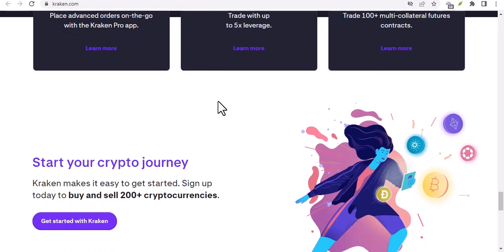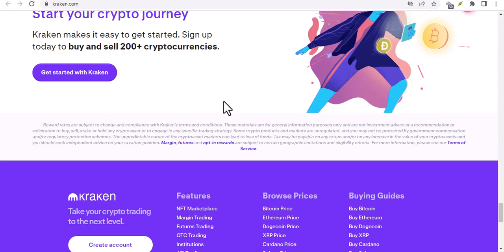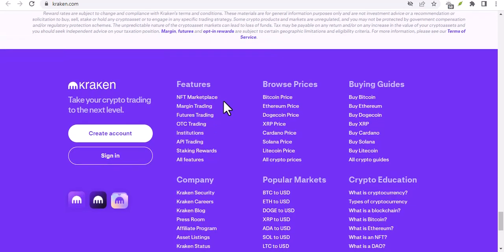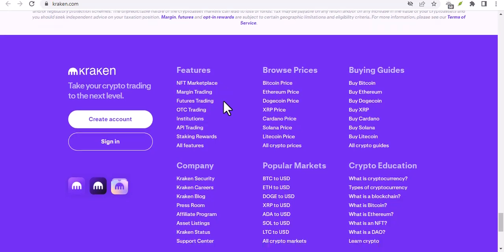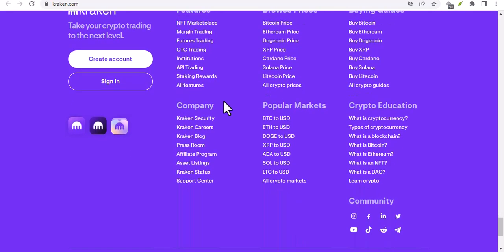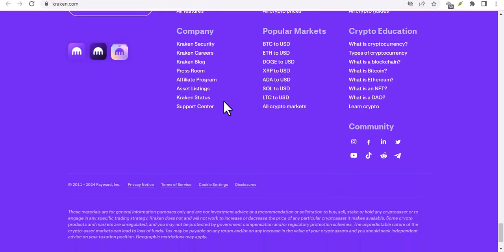Now, let's circle back to our original question. Does Kraken support USDT TRC20? This is the million-dollar question, and the answer is yes, Kraken does support USDT on the Tron network, TRC20. This is great news for anyone who wants to use Kraken to buy, sell, or trade USDT and take advantage of the speed and low fees offered by the Tron network.